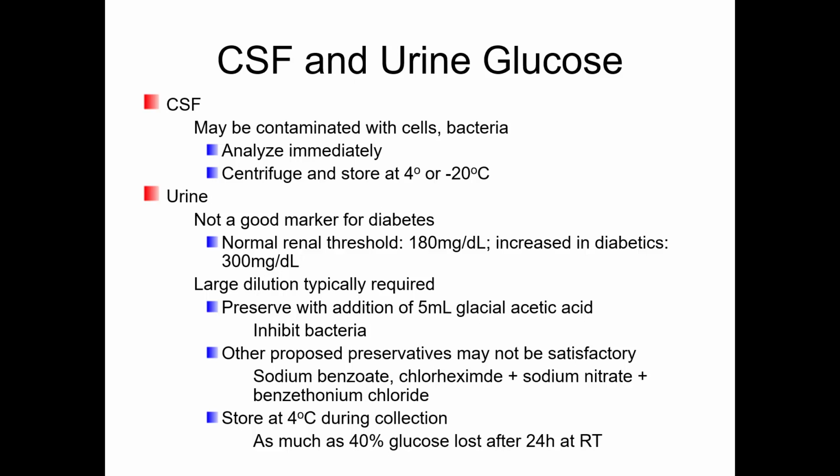Normal renal threshold is 180 mg per deciliter, increased in diabetics to 300 mg per deciliter. Large dilution is typically required, and the sample is preserved with addition of 5 mL glacial acetic acid to inhibit bacteria. Other proposed preservatives may not be satisfactory. It is stored at 4 degrees Celsius during collection.